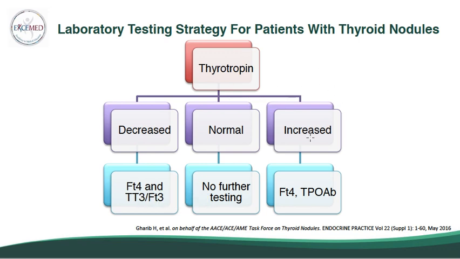If your TSH is increased, or your patient is hypothyroid, then you request for your FT4 to determine whether you have subclinical hypothyroidism or overt hypothyroidism. And you can also request a TPO antibody to help you detect whether your patient might have Hashimoto's thyroiditis as a clue as to the cause of the hypothyroidism.